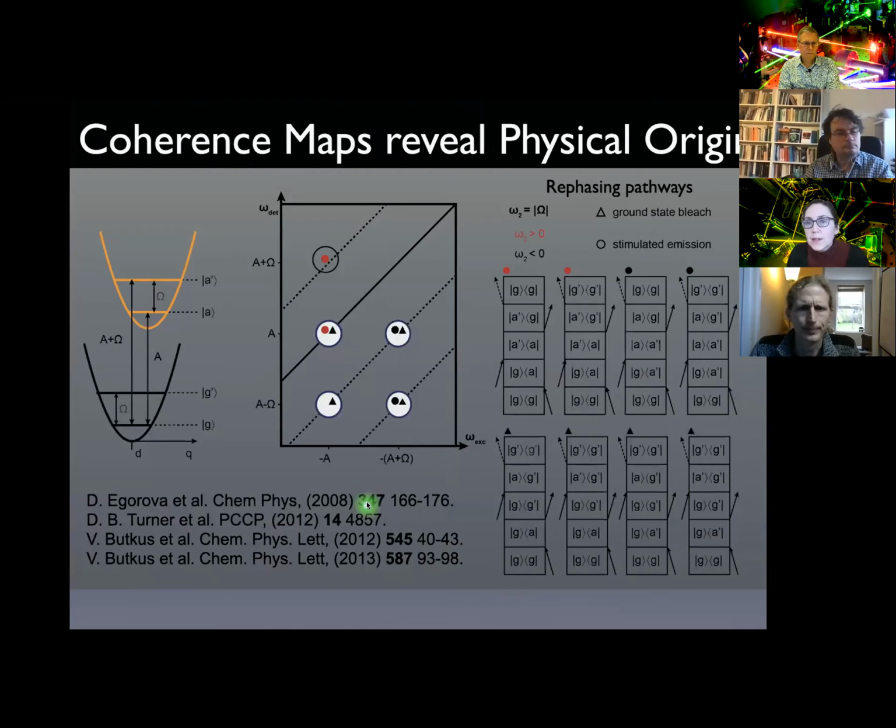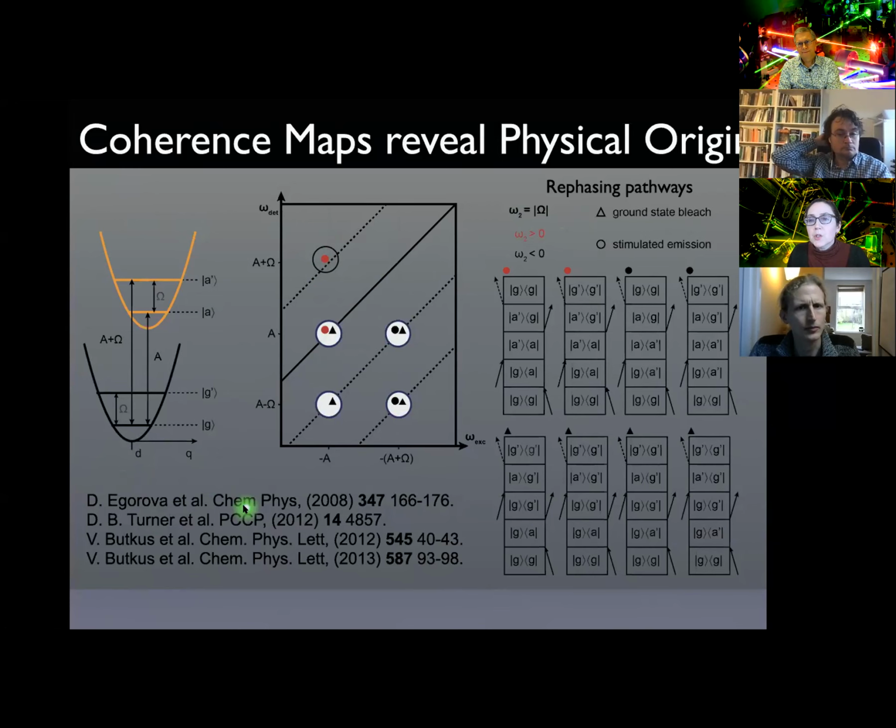So there's been a lot of nice work to detail what kind of signatures we expect in coherence maps from different models. Particularly relevant to the discussion that I'm going to go into today is this displaced oscillator model for purely vibrational coherence. So here, if we map out the rephasing pathways, we get something that looks kind of like a chair pattern. And this has been detailed in these papers here.